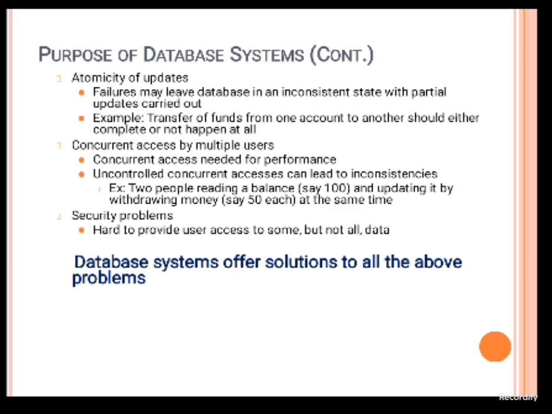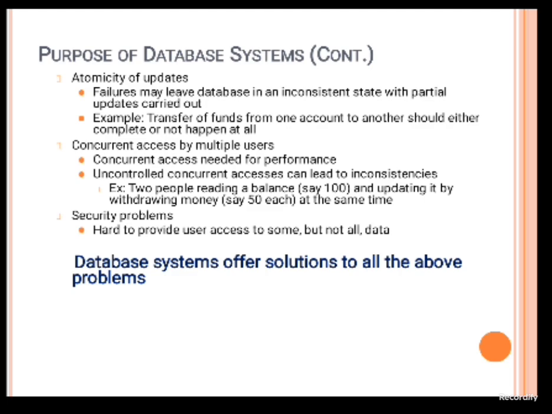Many users may access the same database simultaneously. For example, during college admission, hundreds of students may register at the same time. If two students try to book the last available hostel room simultaneously without proper control, both might receive confirmation. This creates inconsistency. A DBMS uses concurrency control techniques to avoid such problems.